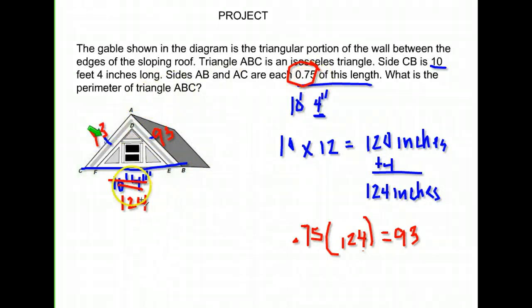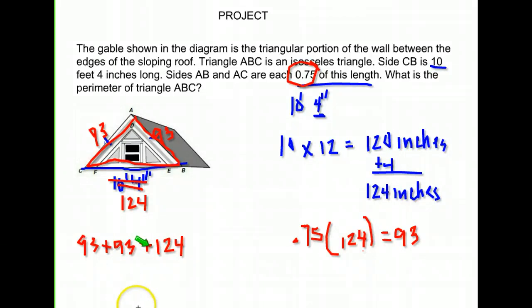We're supposed to find the perimeter, which is all of the sides added together. It's the distance all the way around that big triangle. So we're going to add those together: 93 plus 93 plus 124. Very good. So we get 310, but notice this is in inches, and I think in the question they actually ask for your answer in feet. So how could we change that back to feet?